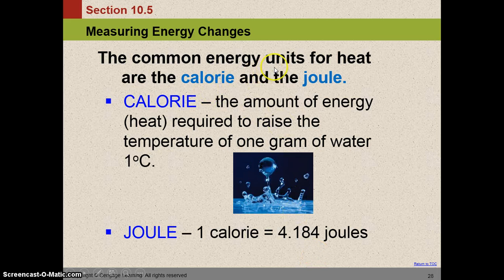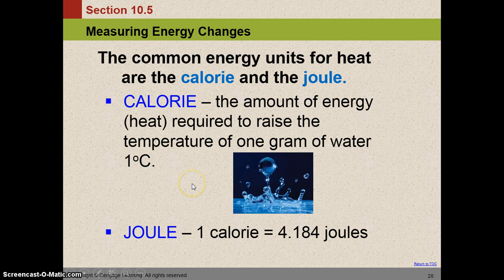So the common energy units for heat are either the calorie or the joule. And the calorie is the amount of energy or heat required to raise the temperature of 1 gram of water 1 degree Celsius. At any time, I should ask you what a calorie is, and you should be able to come up with that definition.